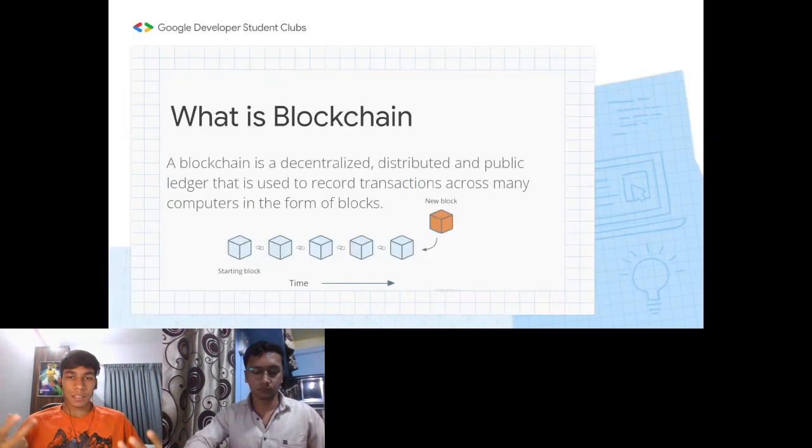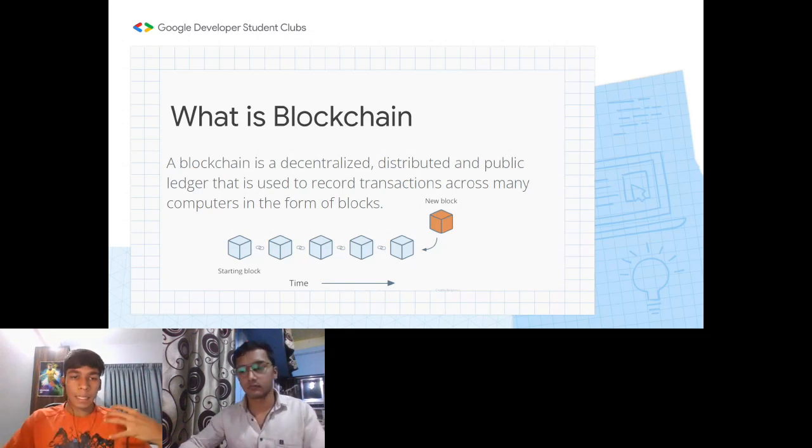So that is what the technology is. Let us try to understand it with a definition. Blockchain is a decentralized, distributed, and public ledger that is used to record transactions. That's all. It is used for recording transactions across many computers in the form of blocks. So all these transactions are happening in the form of blocks.